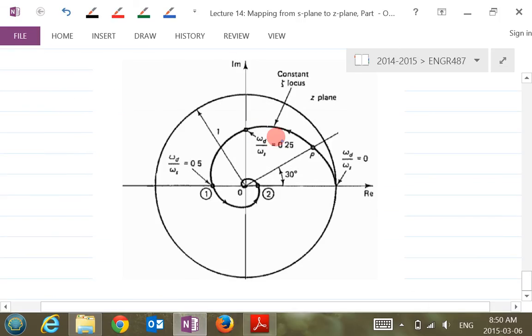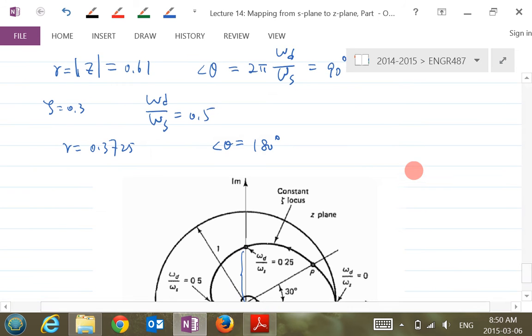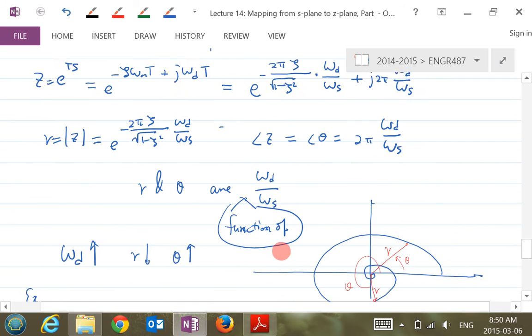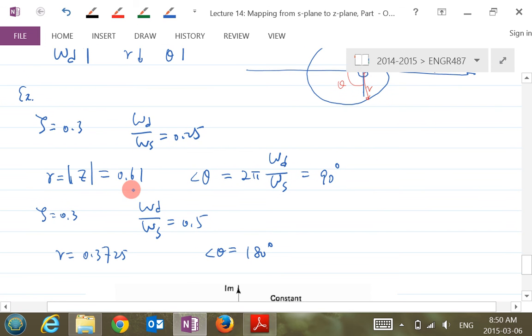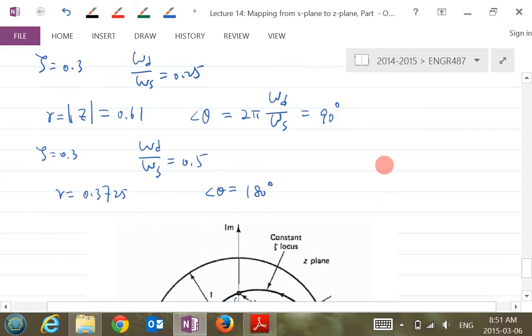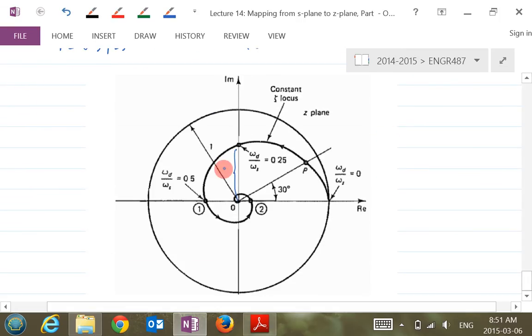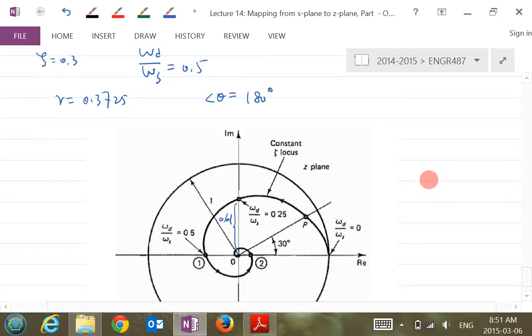When omega d equals 0.25, theta is 90 degrees. When omega d equals 0.5, what was that? Pi, right? 180 degrees. And this portion here is, where is that? Here, okay? It's 0.61. Okay?